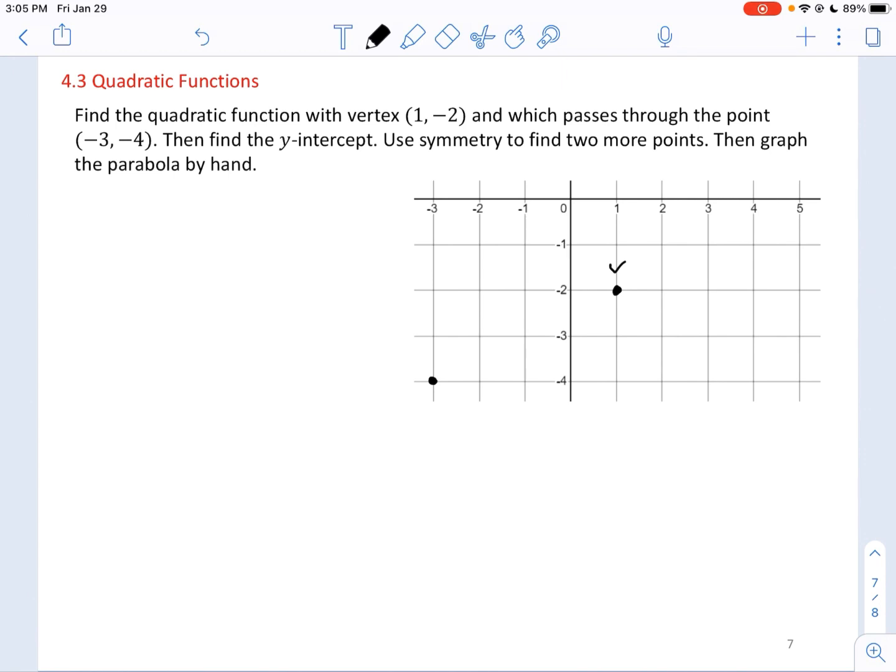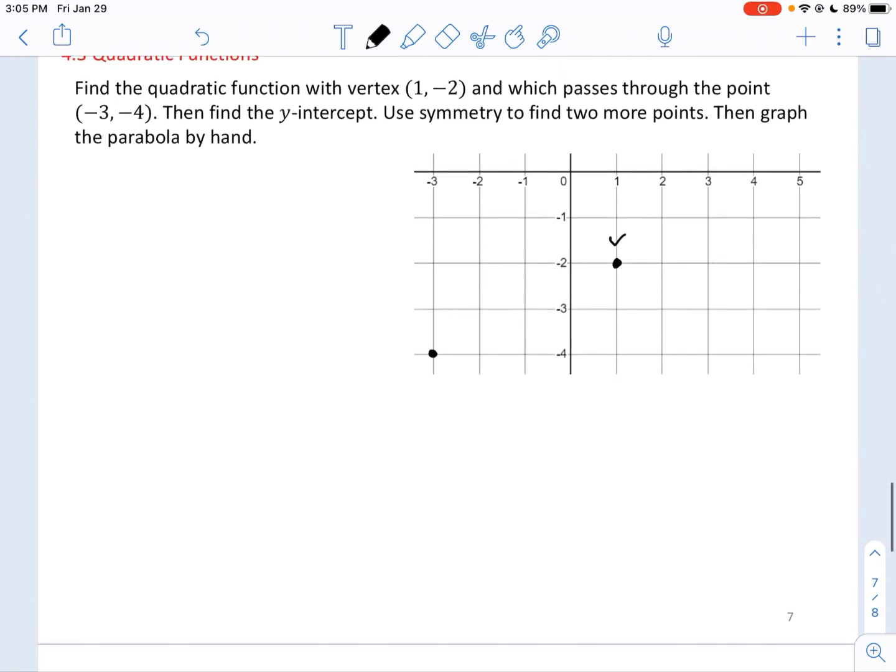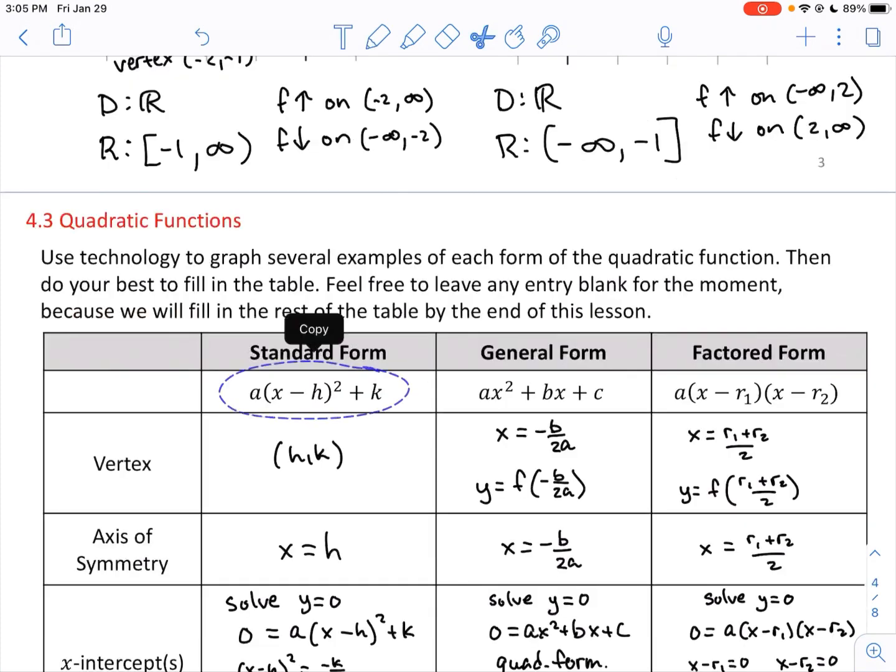Okay, so knowing that the vertex is at 1, negative 2, the starting place for this is going to be standard form. In each case, if you start with standard form, you're going to have to figure out what a, h, and k are to complete your parabola. If you start in general form, you have to figure out what a, b, and c are to complete your parabola. And if you start in factored form, you have to find out what a, r1, and r2 are to complete your parabola. So in either case, you need to find 3 unknowns. But if you know the vertex, this is the way to go because you know the h and the k automatically. So all you have to do now is figure out a.